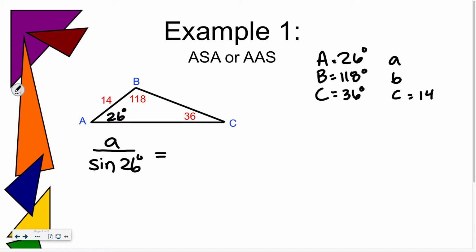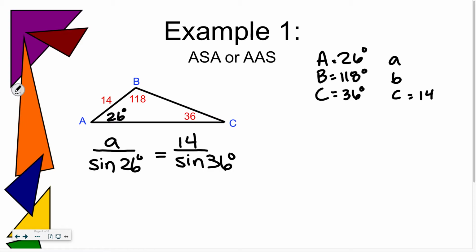I don't know what that is. So I don't want to put another unknown in my equation and have B over sine 118. Then I can't solve for A or B. So then I'm going to use the other ratio, the C's. C over sine C, which would be 14 over sine 36. So even though the law of sines comes out with three things, you're really only picking two of them at a time.